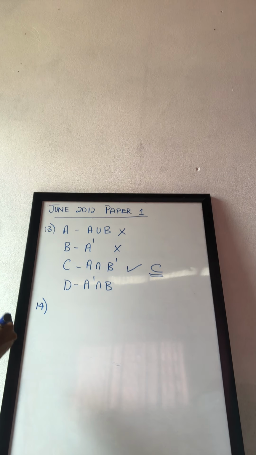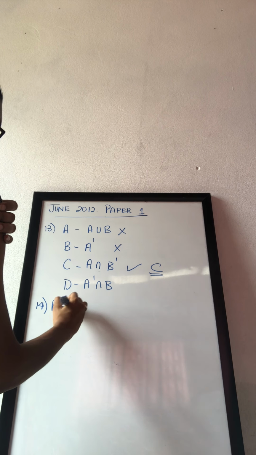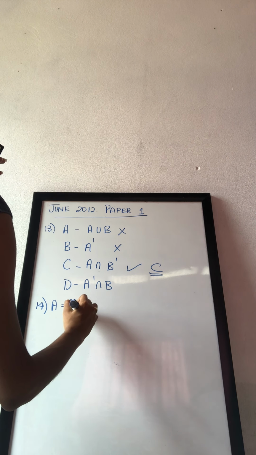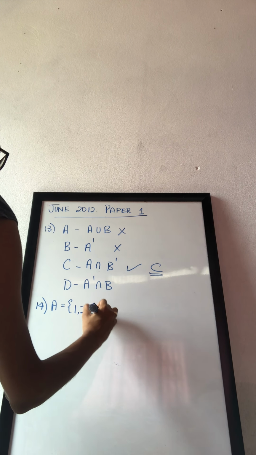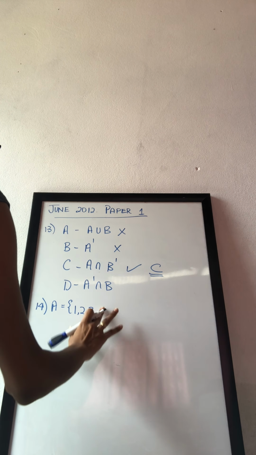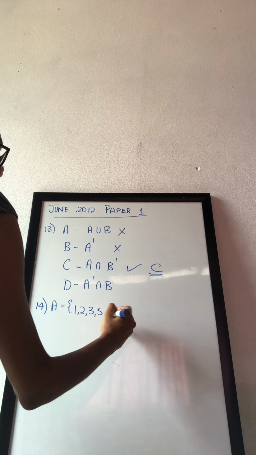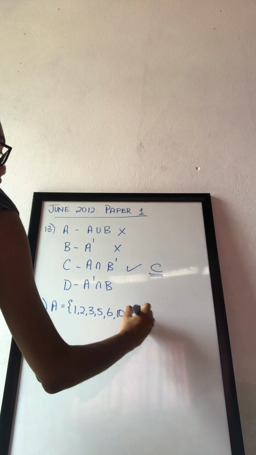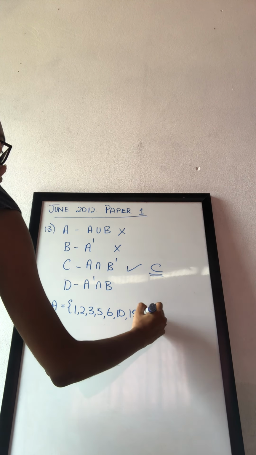Right? For number 14. A is the factors of 30. So the factors of 30 would be 1, 2, 3, 5, 6, 10, 15, and 30. Right, that would be the factors of 30.